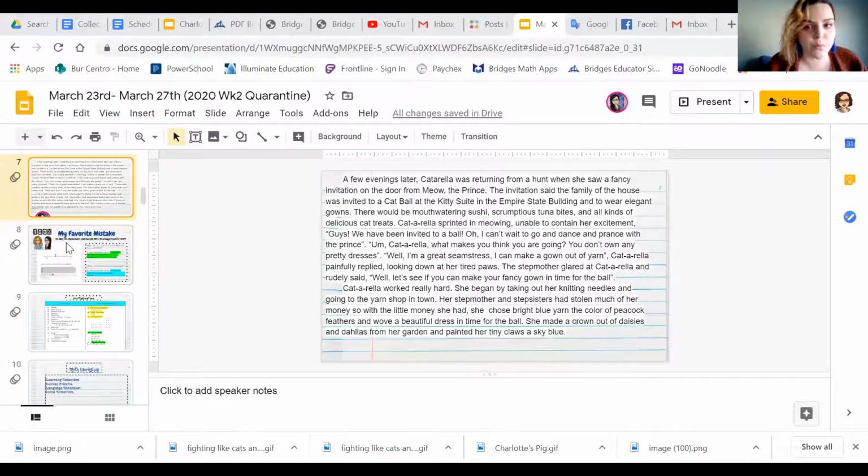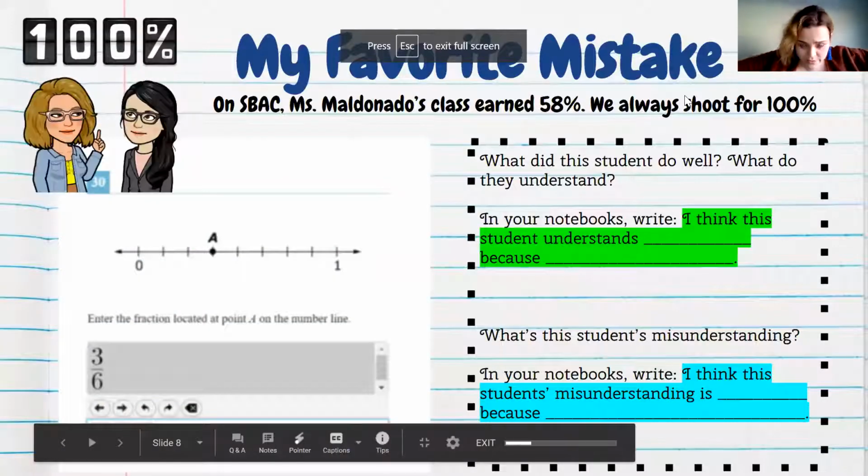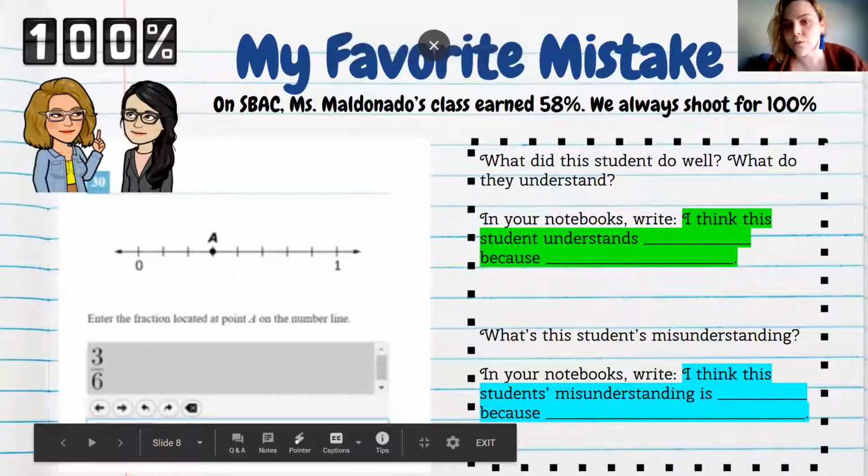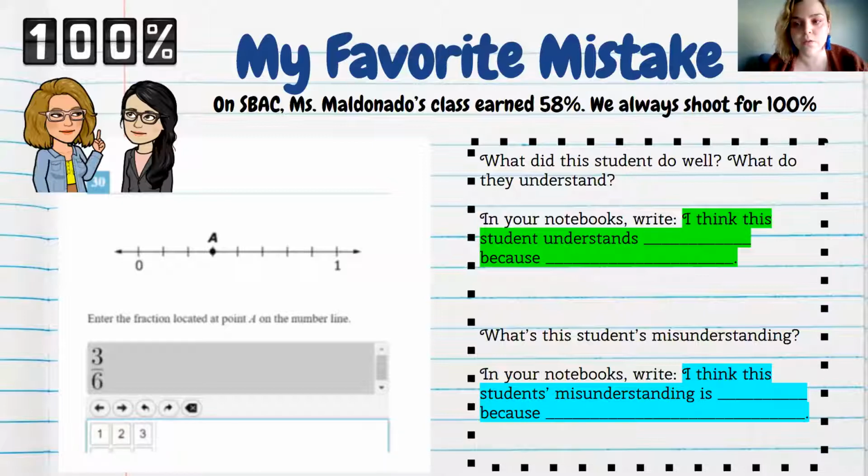Okay, so we're going to start with my favorite mistake. I was going through your SBAC scores. I don't have everybody's SBAC scores. I don't have Mrs. Alonso's or Ms. Delgado's, but I was looking at mine, and for this question, we earned 58% as a class. But I'm just going to remind you, we always shoot for 100%. I was a little surprised to see that we had 58% on this question because we did so many questions with this type of question. We've answered several of these question types in class.